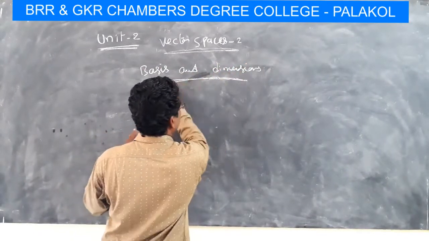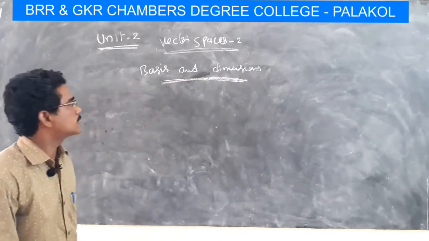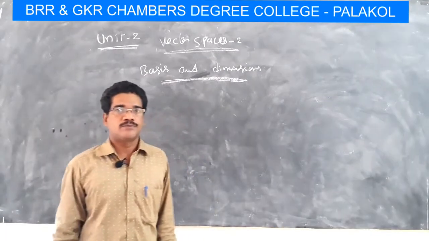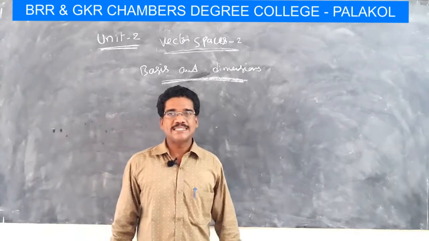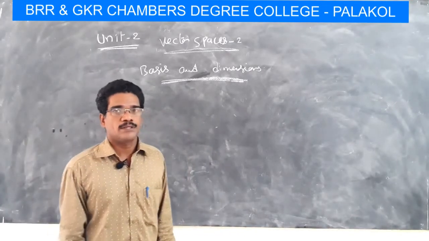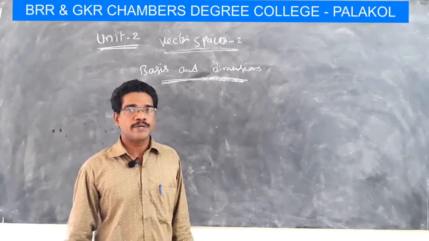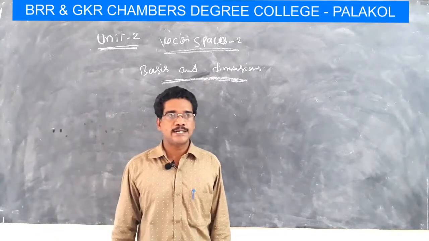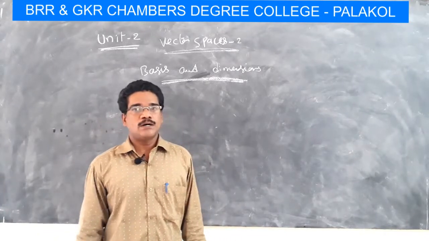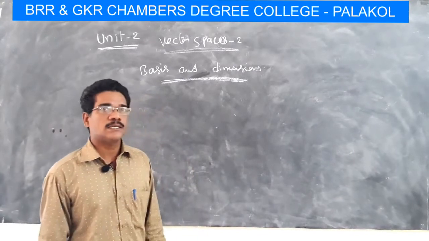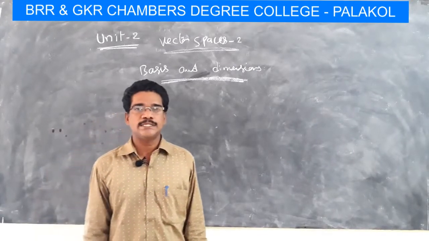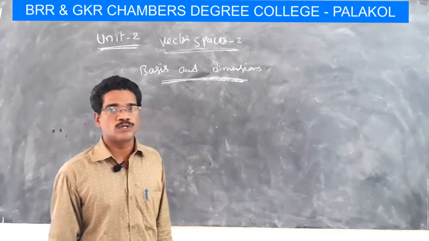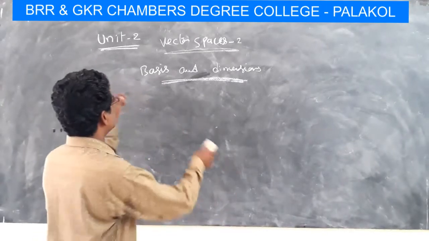Basis and dimension. First of all, what is the definition of basis, and second one is what is the definition of dimensions. First of all, basis of a vector space: a subset S of a vector space V of F is said to be a basis of V if S is linearly independent, and second one is the linear span of S is V, that is L of S is equal to V.